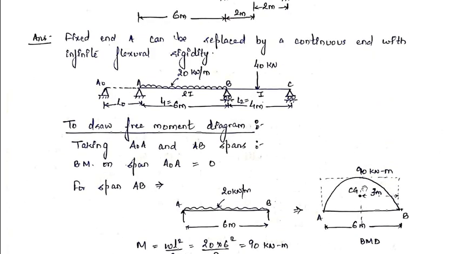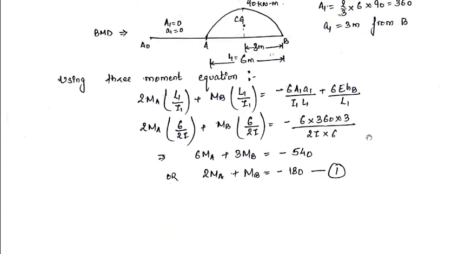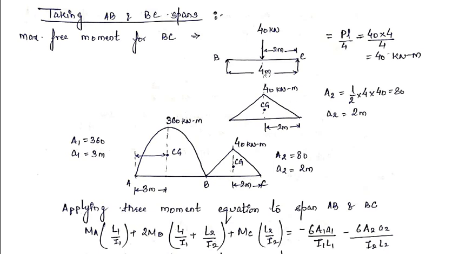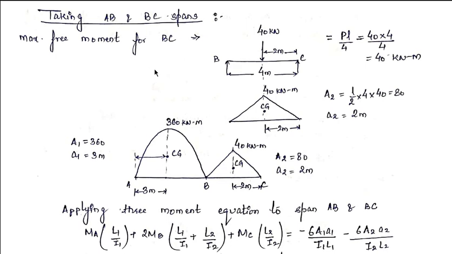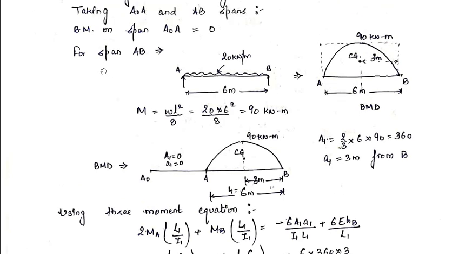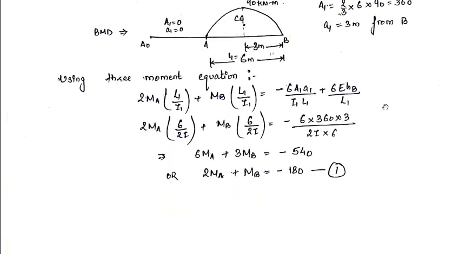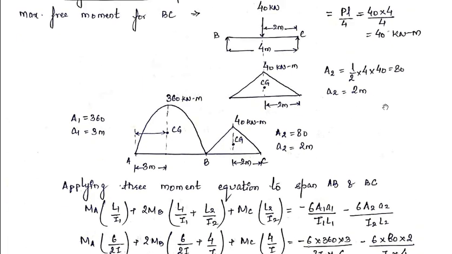Here we have taken two spans, A0A and AB. Now we will take another pair of spans, AB and BC. For the AB span, first of all we need the value of the free bending moment, which we have already calculated. The free moment value for the span AB was 90 kilonewton meter, so we need not find the value again.